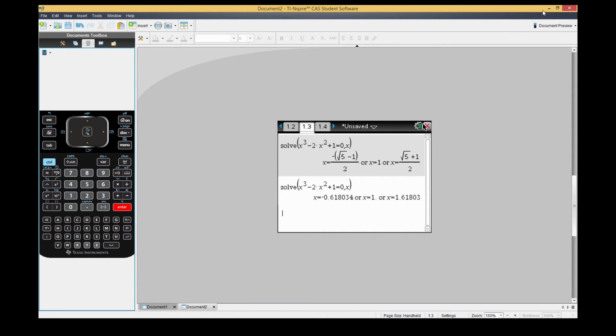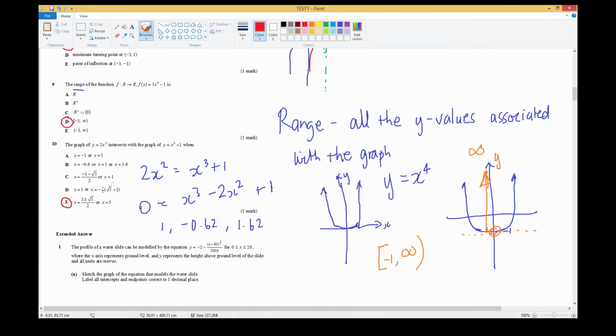Right, so if we go back to the responses that we see on the test, it will not be response B, because response E is more accurate. So using the graph, we had 1, negative 0.62 and 1.62, and so response E gives us a better answer.